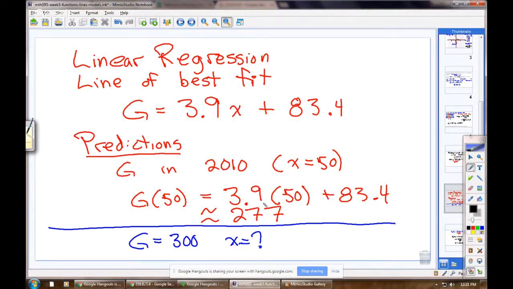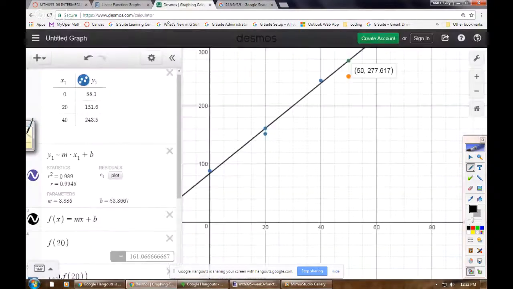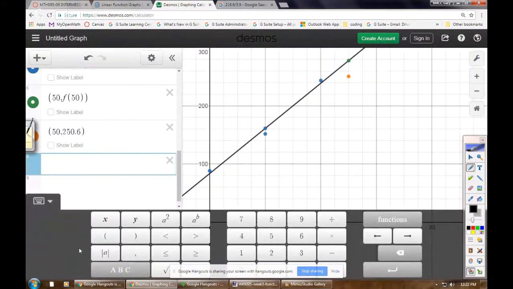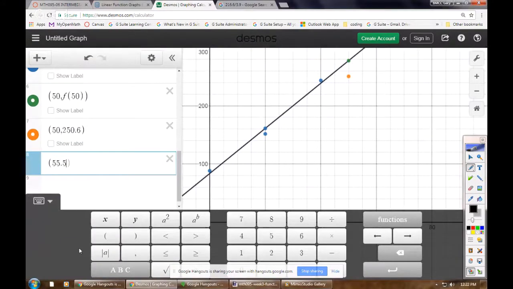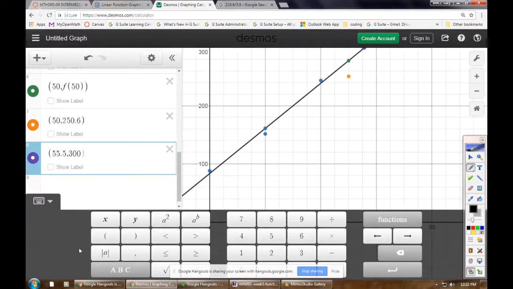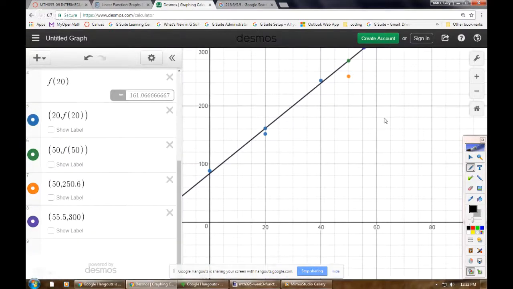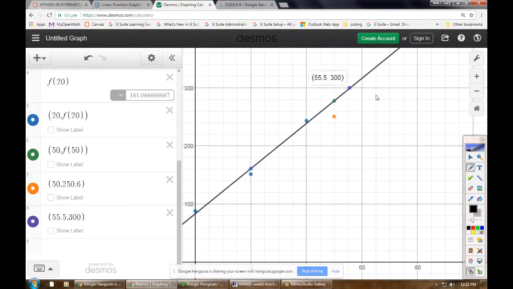I could then look at my graph to see if that point seems in line with the other points. So back to my graphing calculator, if I plot the point 55.5 comma 300, I should see it sits pretty much on the line up here. There it is right there. So a graphing utility can be really helpful to explore data, to explore equations, to help double check things that you did in calculations. So play around with Desmos, have some fun with it.